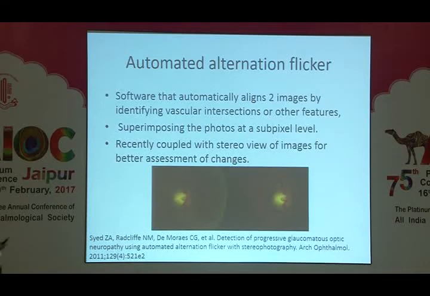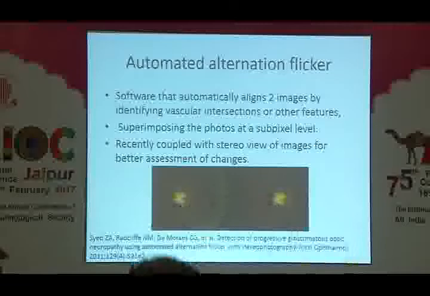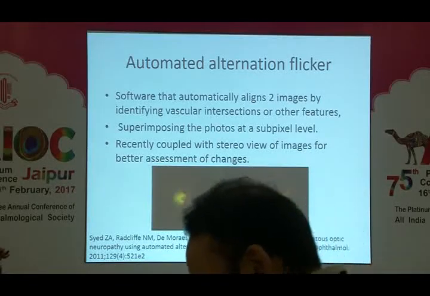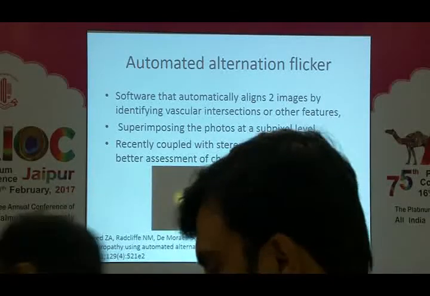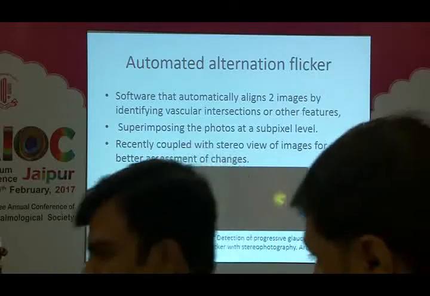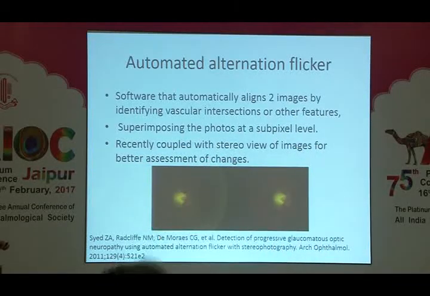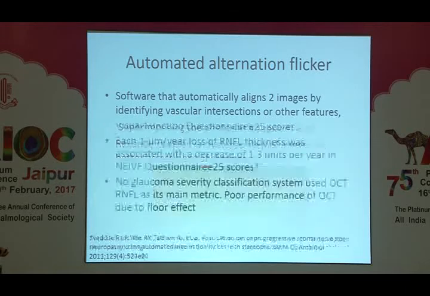There's something called automated alternation flicker. This is a software which picks up pictures and does pixel by pixel analysis. And it can give a few microns which we miss with the naked eye. And recently they're trying to couple it with stereo photo. So when available for clinical practice, this may be useful.